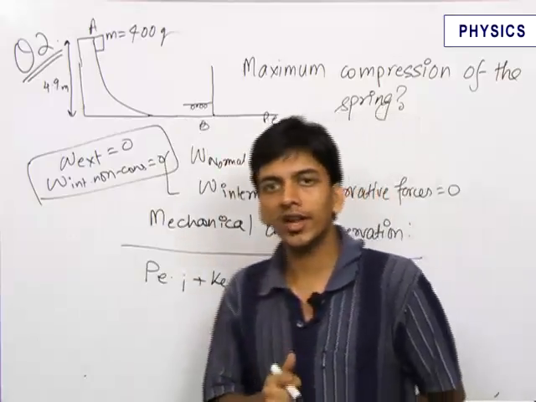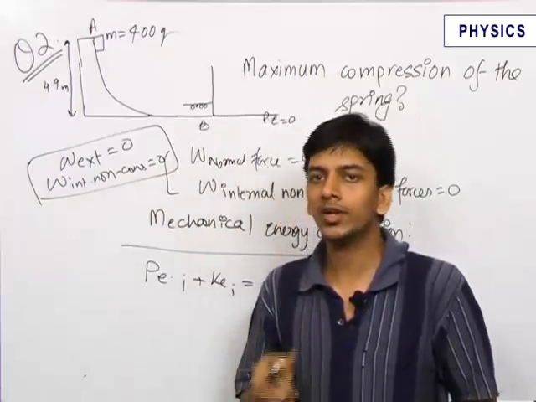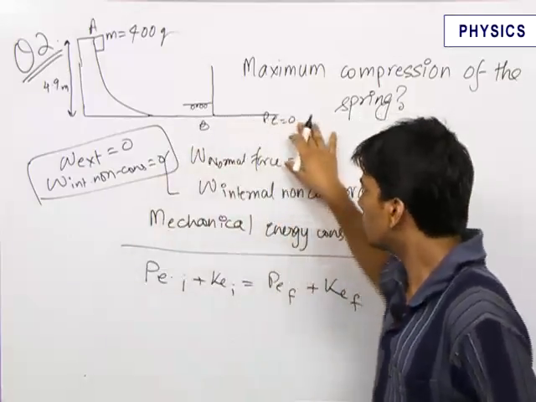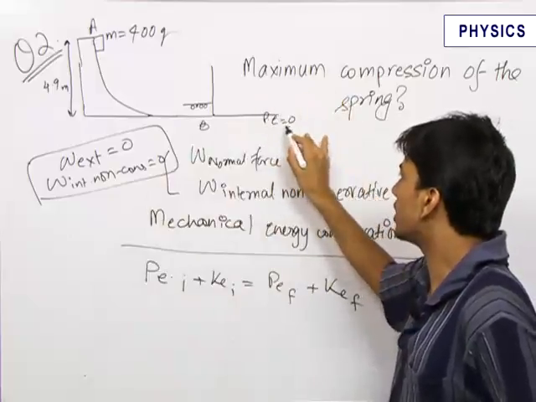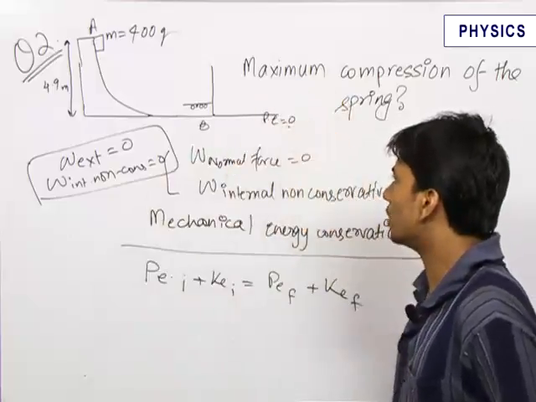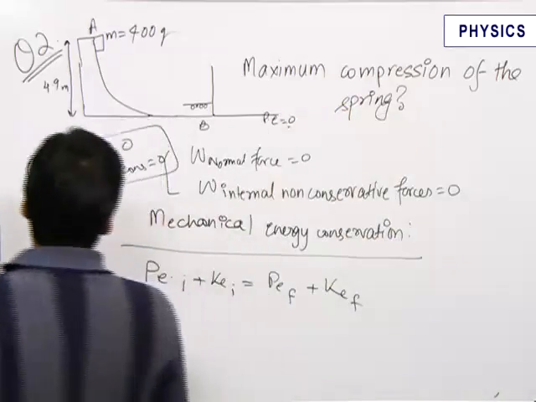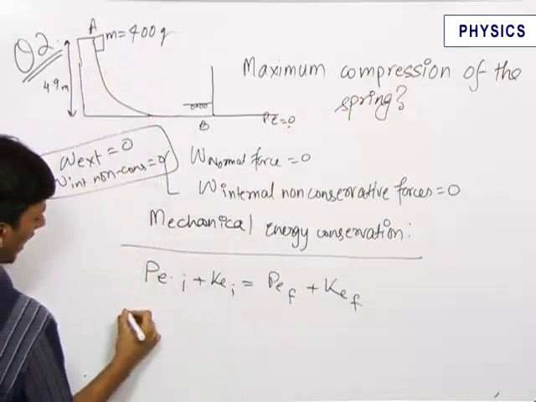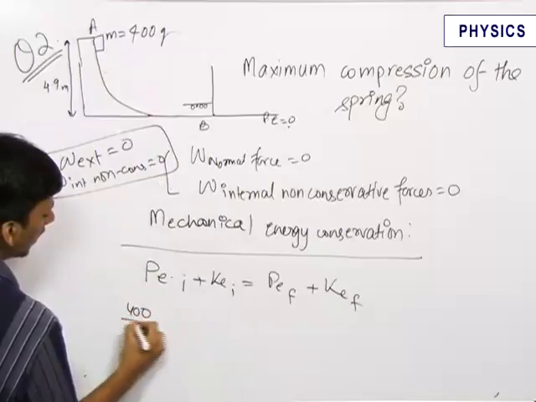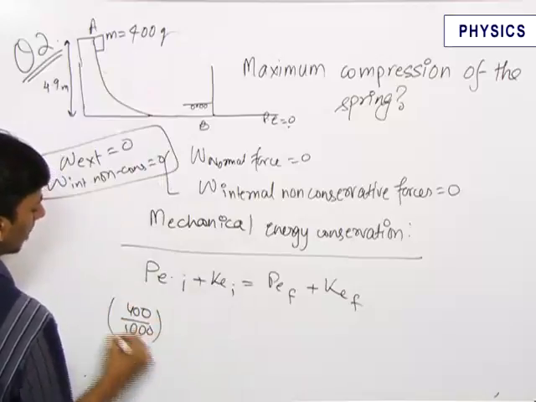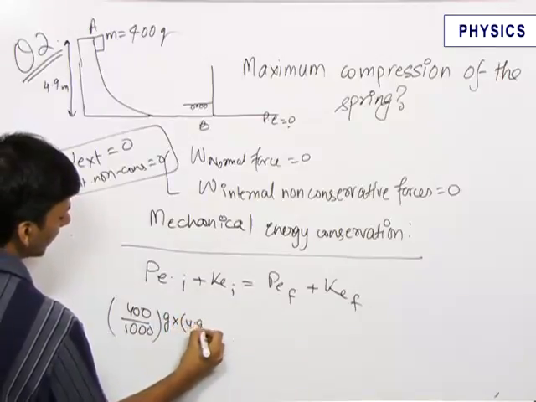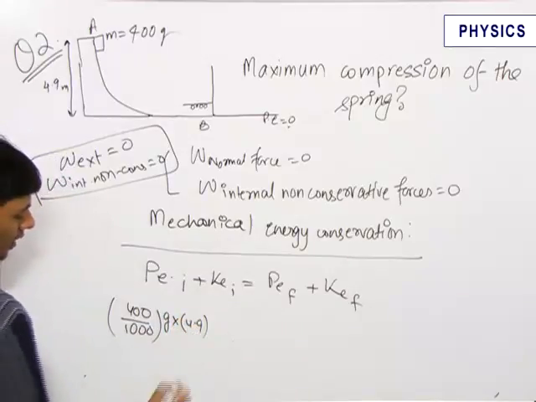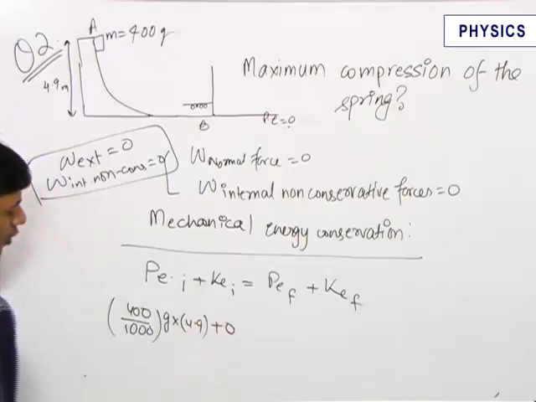You can assume potential energy to be 0 at any level you choose and you will get the right answer, but taking into account simplicity, we take potential energy equal to 0 at this ground level. Now we write the initial potential energy as mgh, that is 400 by 1000 into g into 4.9. This is the initial potential energy. Initial kinetic energy of the block was 0.